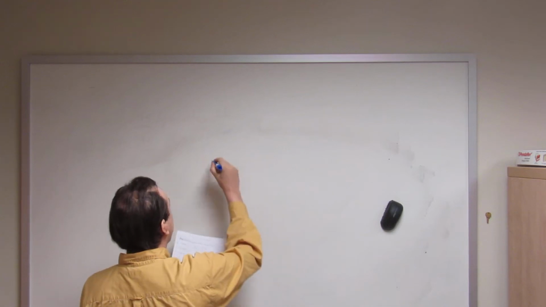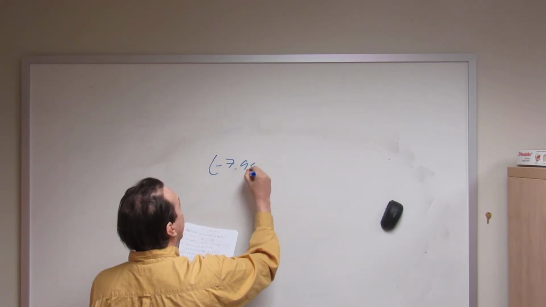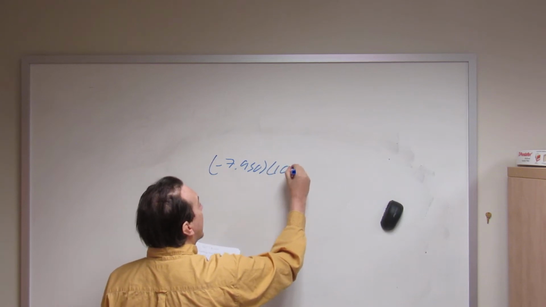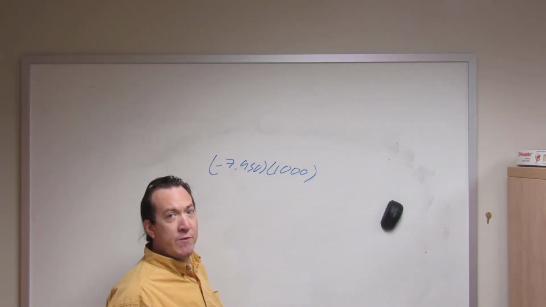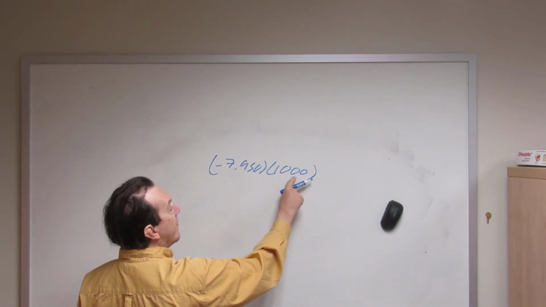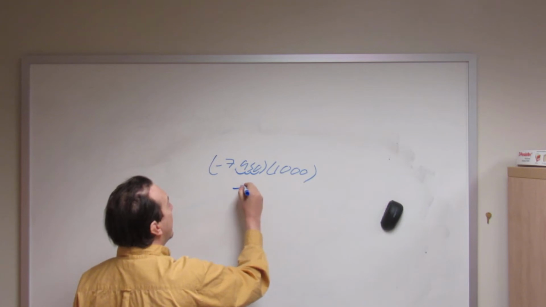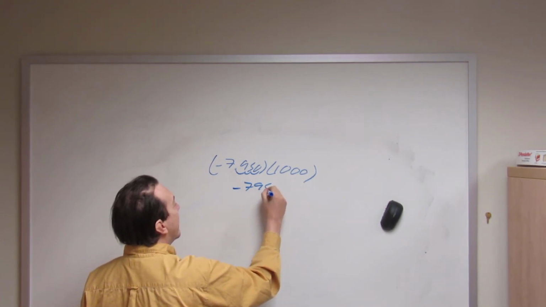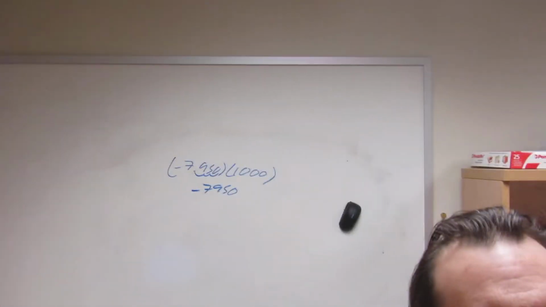Next, we have something like negative 7.950 times 1,000. The easiest way to do this is just move the decimal over however many zeros there are. So 1, 2, 3. We have negative 7950.